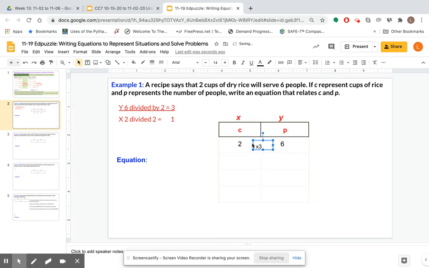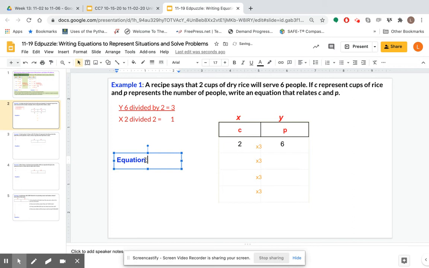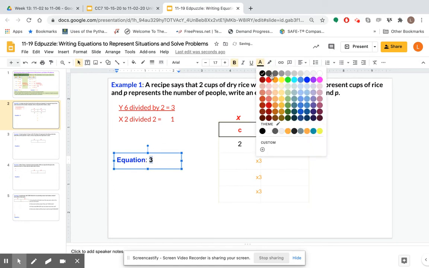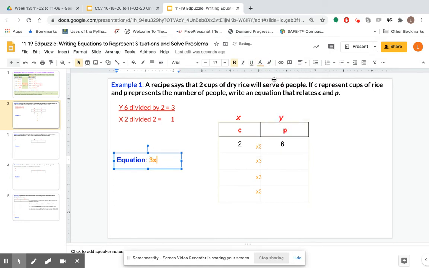Now, there's another way that you could figure that out, and it's the same thing. What we're doing is taking our constant of proportionality, because everything in the table is going to be multiplied times 3. That would be the rule. Whatever our x values are, we could multiply it times 3 and we'd figure out how many people that would feed. So you're going to take that constant of proportionality and multiply it by your x number. So 3 is your constant of proportionality. Multiply it by whatever your x number is.